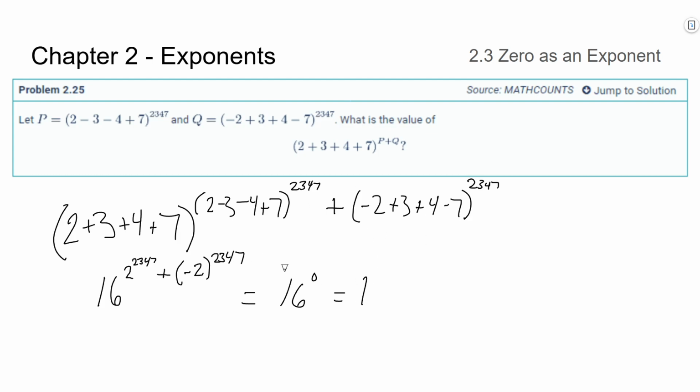So hopefully you're able to come up with that one. I know this one is a little bit more work, and it certainly looks a little bit more scary, but ultimately it just comes out to 1 once you realize that these two exponents just subtract down to 0. And that is the last one.